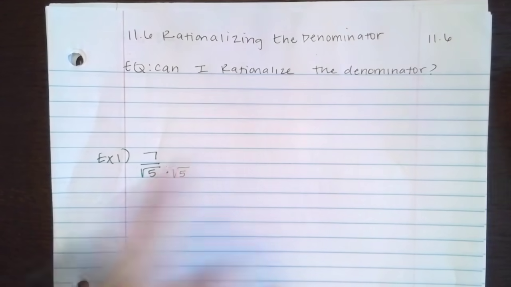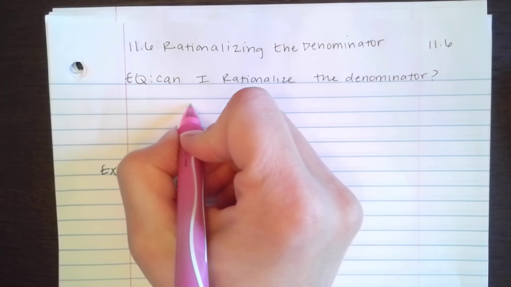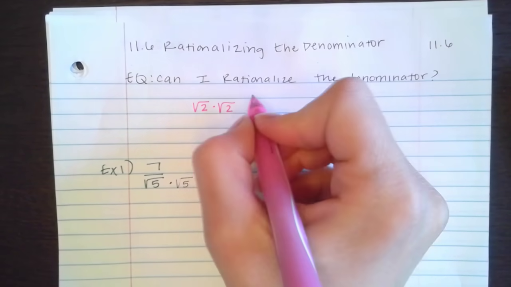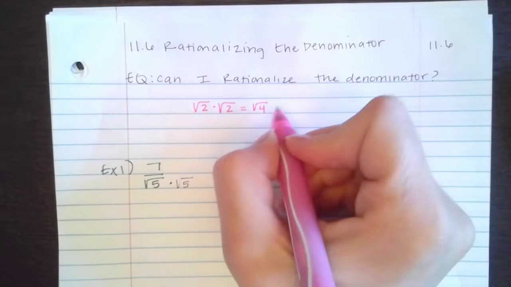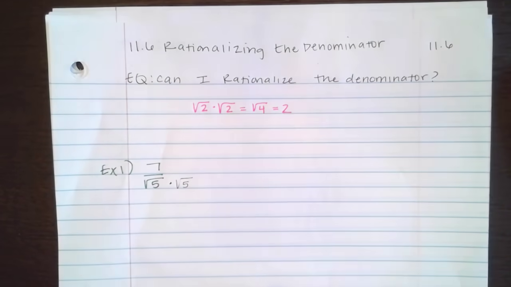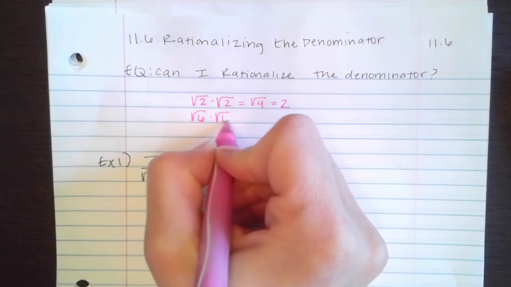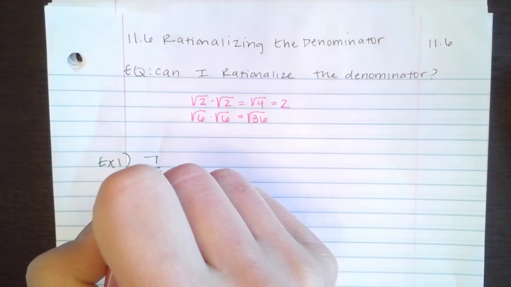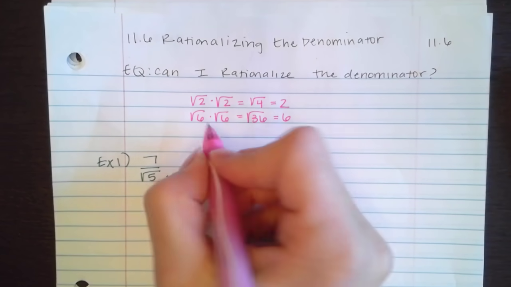So let's jump back up here. If I have the square root of 2, and I multiply by the square root of 2, guess what I'm going to get? The square root of 4. And what is the square root of 4? 2. Let's do it with something else. Square root of 6 multiplied by the square root of 6 is technically the square root of 36. And what is that simplified? 6. And you'll start to see a pattern.